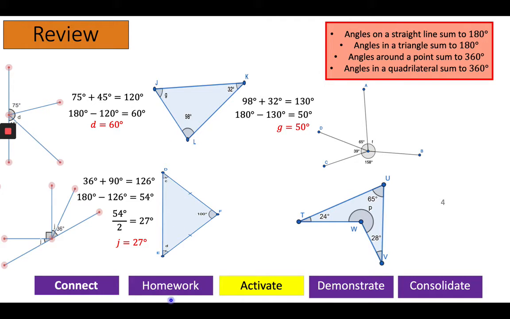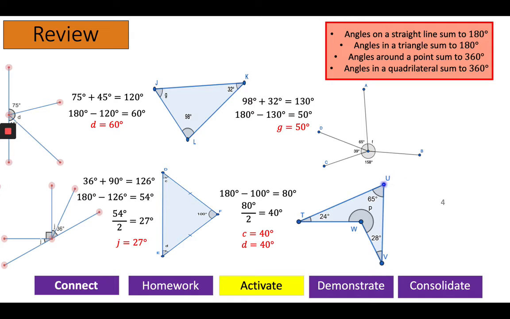Here we have another triangle, but it is an isosceles triangle. We only know one angle, which is our non-base angle, 100 degrees. We subtract that from 180 to get 80 degrees. We then divide that by 2 to get 40, and we know that angle C and angle D must equal 40 degrees.